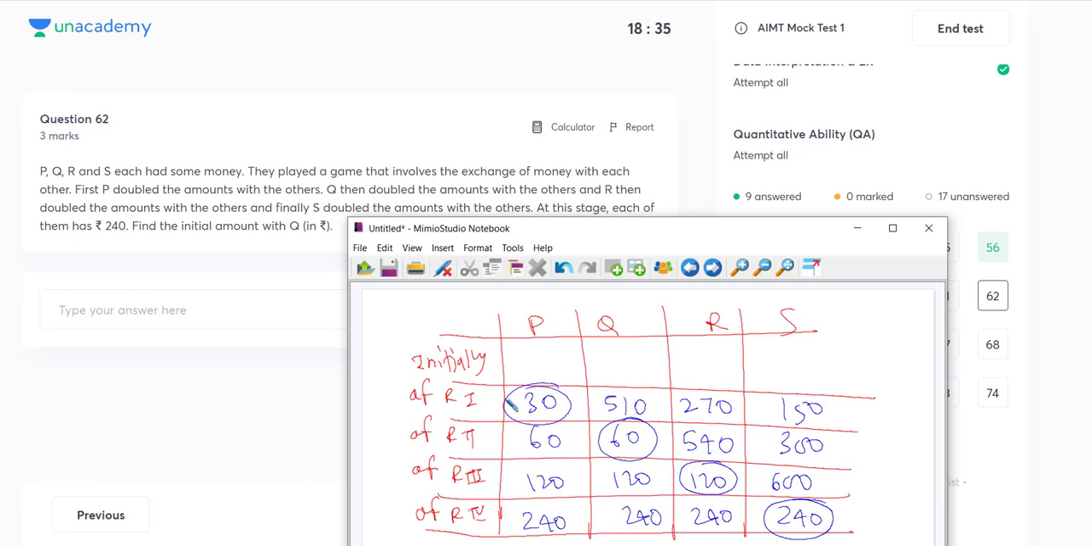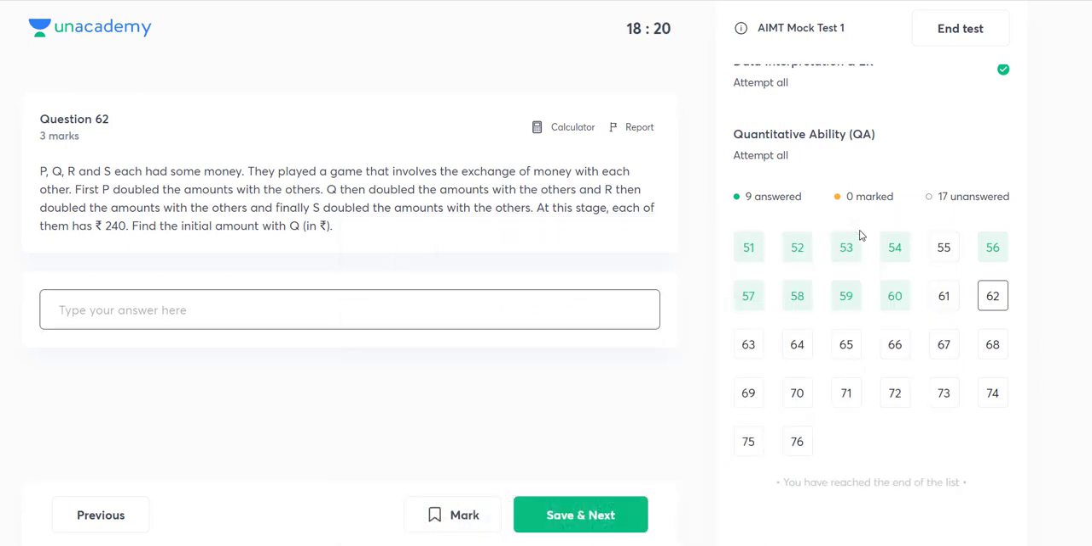Over here P doubled, so this is going to be 75. We want to find the initial amount of Q. The initial amount of Q is going to be half of 510, that is equal to 255 rupees. I hope this is correct. 255.